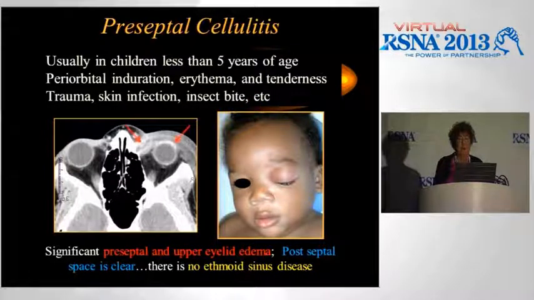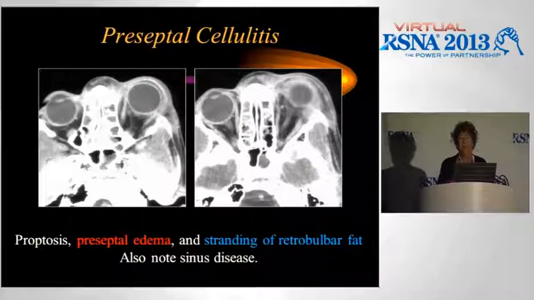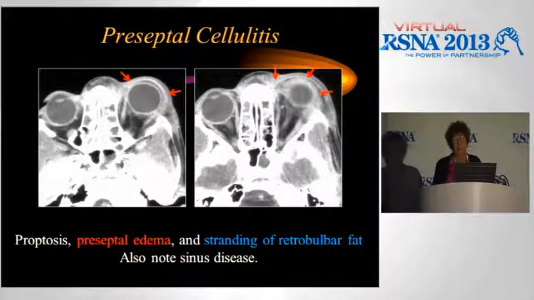So here in this patient, we have preseptal and upper eyelid edema. The postseptal space is clear, and you can see there is no evidence of ethmoid sinus disease. Here's preseptal cellulitis in another patient. Notice the preseptal edema. And also in this patient, there's stranding of the retrobulbar fat and obvious proptosis. In this patient, there is sinus disease. It's not localized to the left.